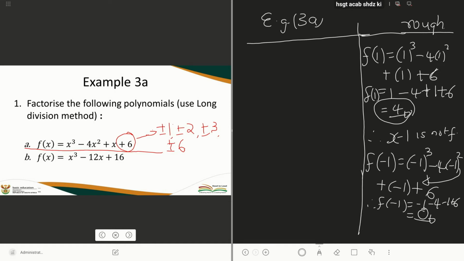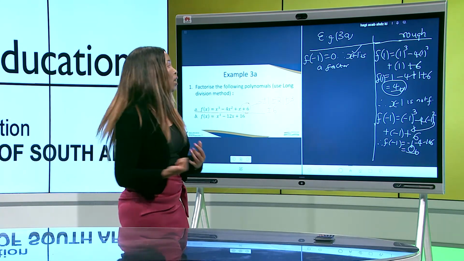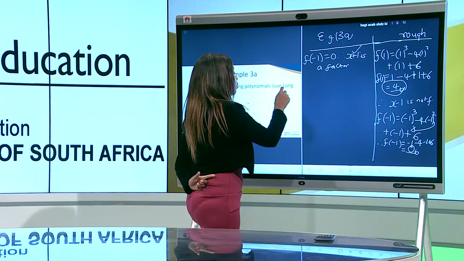Because now your remainder is 0, you can conclude, therefore, f at negative 1, since it's equal to 0, it means x, remember, if it's negative here, your factor should be positive. So x plus 1 is a factor of the polynomial. This is what matters for now. Remember, we said we need to use our factor theorem to get at least one factor. Now we are covered with the first factor. From here, we need to use the long division method.